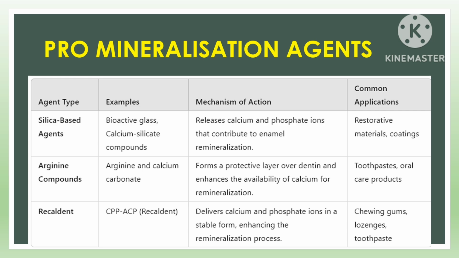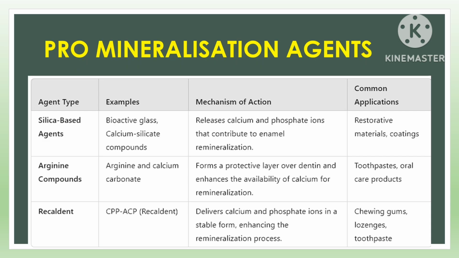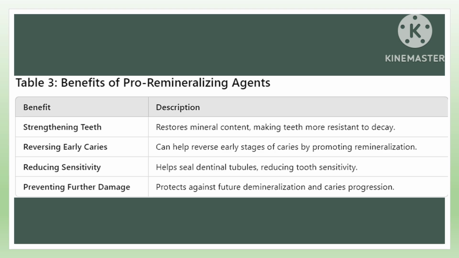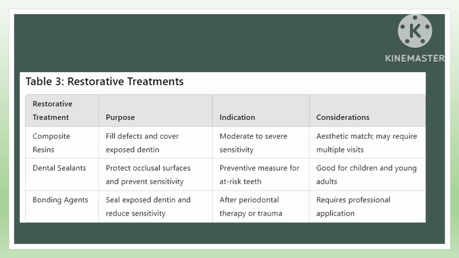Apart from these, bioactive glass can be used as a remineralization agent. It is a silica based glass and a notable type also. It releases calcium and phosphate, helping remineralization and repair of the tooth structure. Next is behavioral modification. It can make a huge difference. Simple changes like switching to a soft bristle toothbrush, non-abrasive toothpaste, and cutting back on acidic foods can help reduce the sensitivity over time.